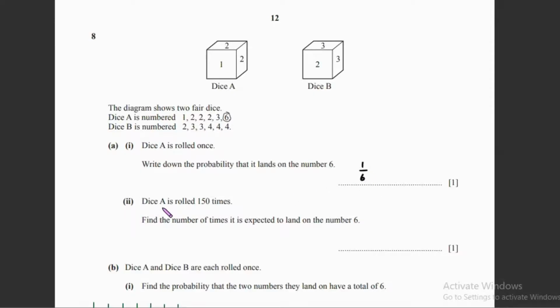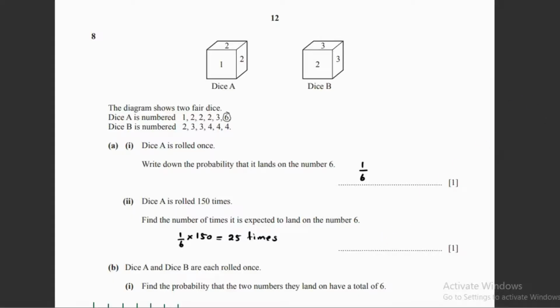Dice A is rolled 150 times. Find the number of times it is expected to land on number 6. The probability of getting a 6 is 1/6, so I need to multiply that by the number of times the experiment is repeated, which is 150. When I do that, I get 25, which means the expected number of times it could land on number 6 within these 150 rolls will be 25 times.